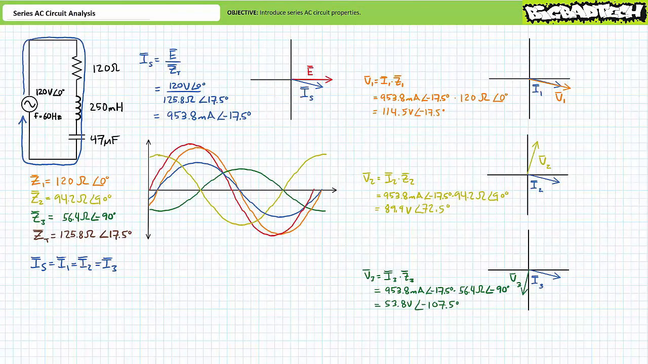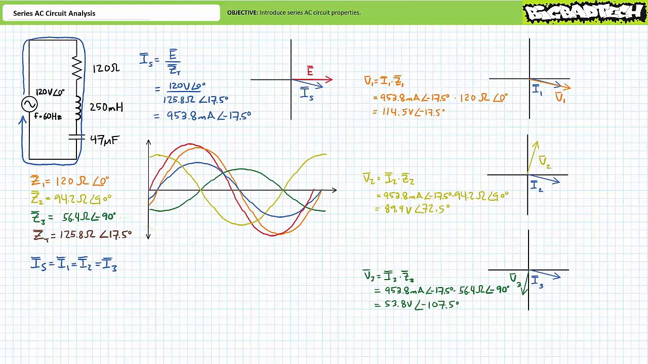You'll note that voltage drops expressed as phasor equivalents have both a magnitude and a direction. Consider the range of voltage magnitudes first. You'll note the impedance with the largest magnitude in this series relationship, in this case, impedance Z1, experiences the largest voltage magnitude of 114.5 volts. Additionally, you'll note the impedance with the smallest magnitude in this series relationship. In this case, capacitive impedance Z3 experiences the smallest voltage magnitude of 53.8 volts.